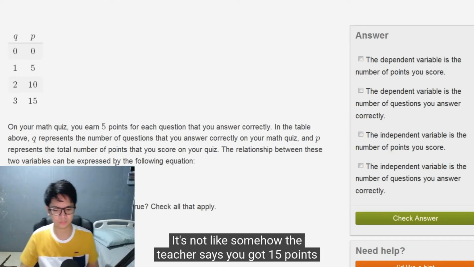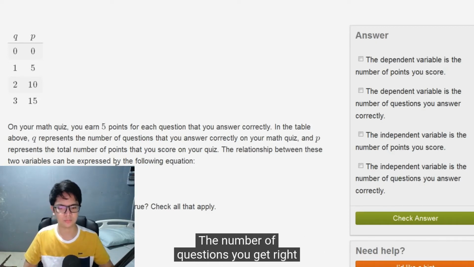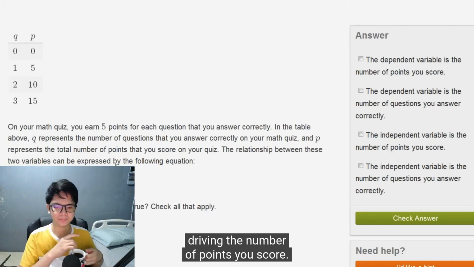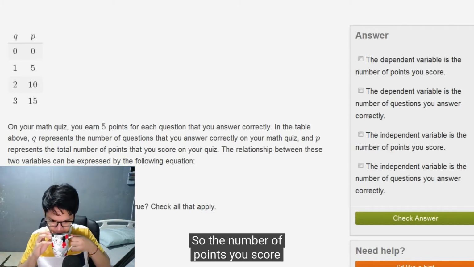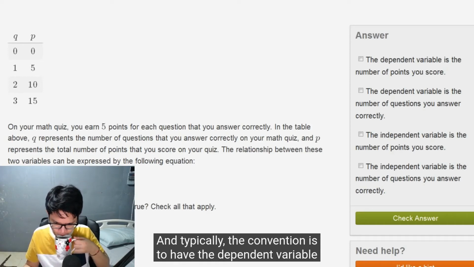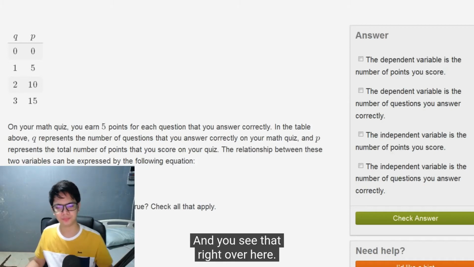It's not like somehow the teacher says you got 15 points and now you have to get exactly 3 questions right. It's the other way around. The number of questions you get right is the independent variable, and that's driving the number of points you score. So the number of points you score is the dependent variable. And typically the convention is to have the dependent variable being equal to some expression involving the independent variable. And you see that right over here.